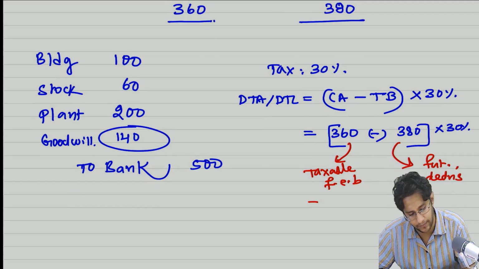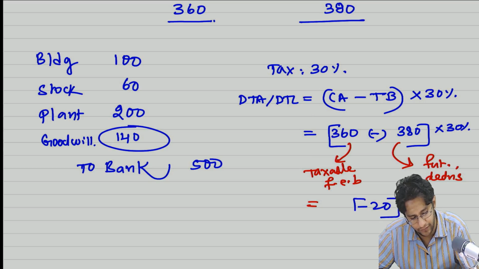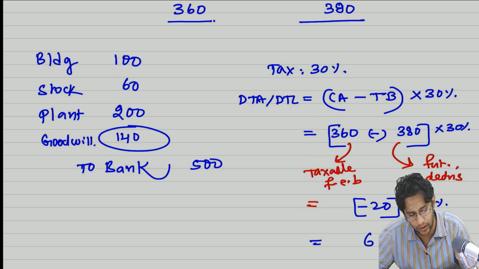So as you can see, if the inside box number is negative, it indicates that I am going to have more deductions in future on a net basis. So I will pay less tax in future. So this will result in a DTA.